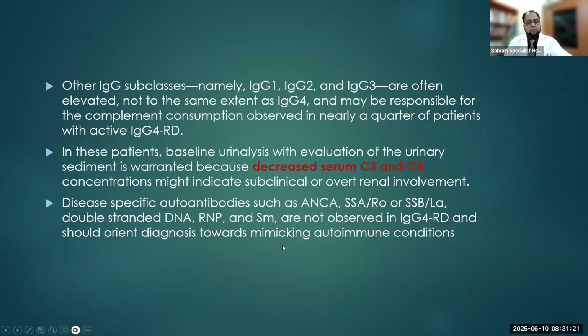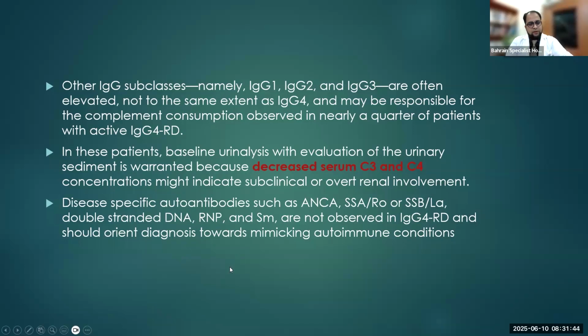And when do we get a hint that there is some renal involvement? When are we seeing a subclinical kidney involvement? It is when there is a decreased serum C3 and C4 levels. This is happening because the other IgGs are getting deposited in the tubular basement membrane and the glomeruli.